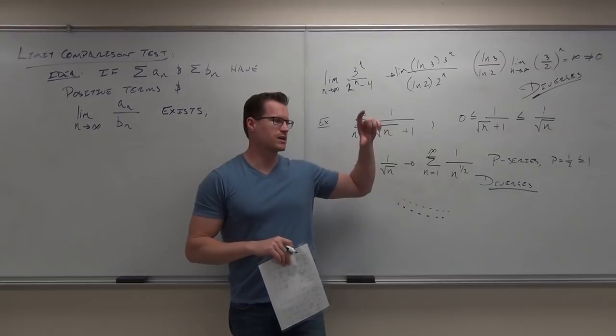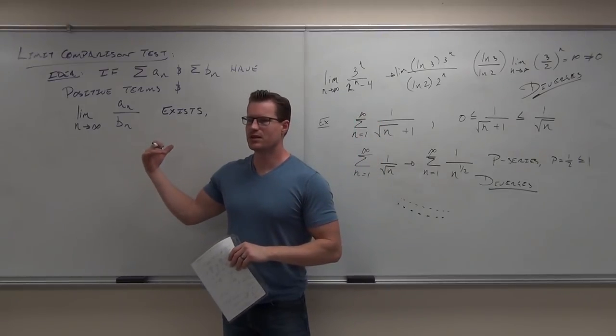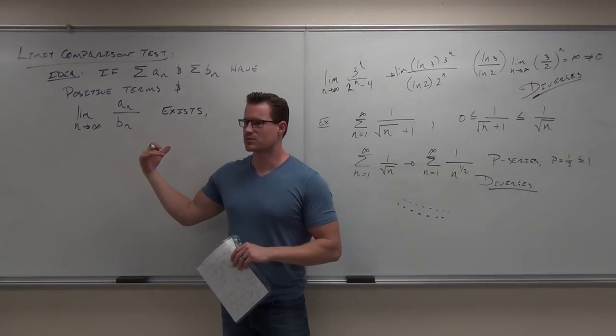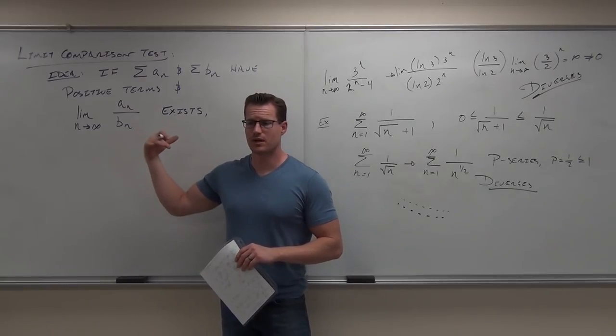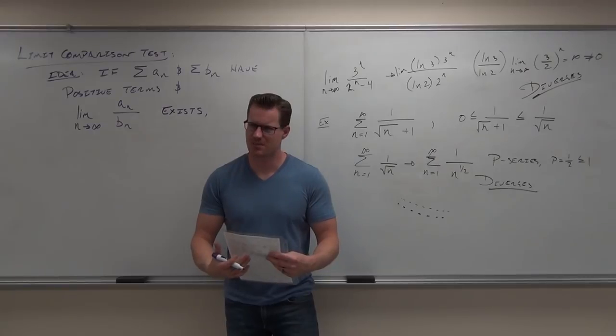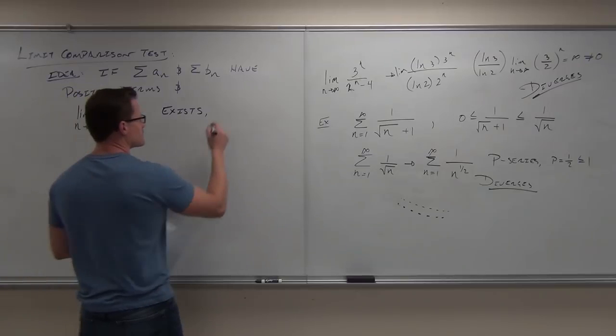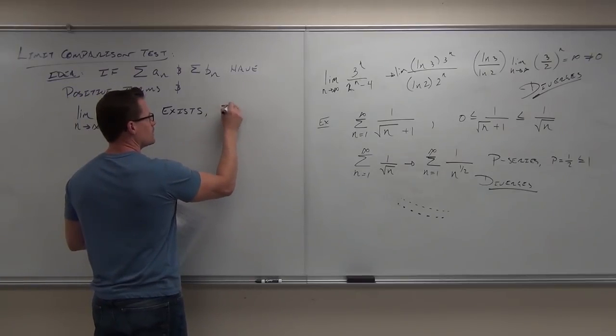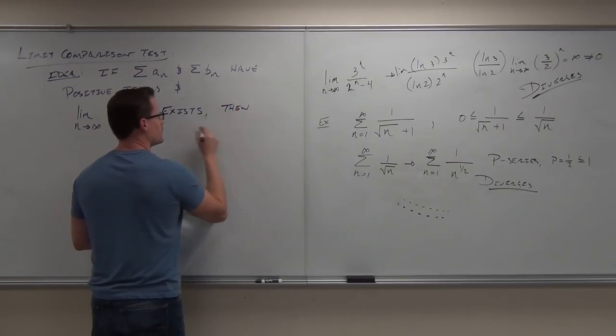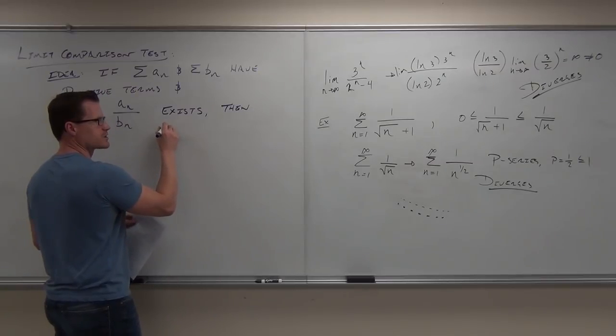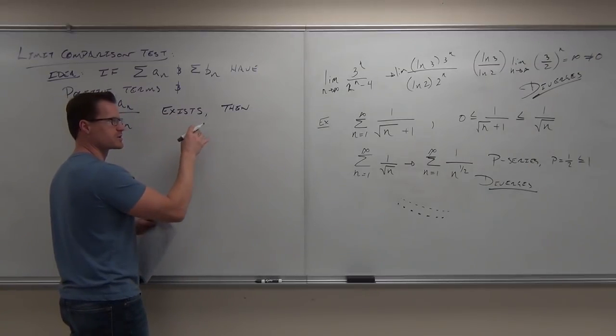If they're so different that it does matter, that thing's going to go to infinity or negative infinity. Probably infinity, because they're all positive terms. But that thing would go to infinity. They would be so different. Does that make sense to you? So we say, okay, cool. So if this limit exists, then either both series converge or both series diverge.